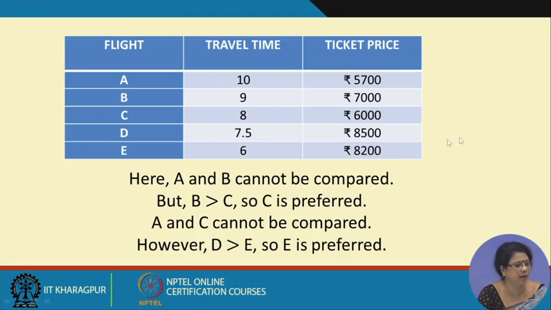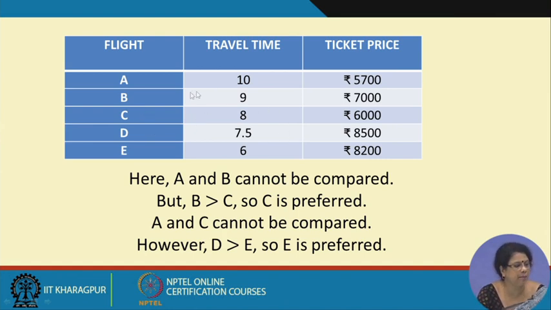Let us try to compare. We have the data in front of us again. Let us compare A and B. Which one should be selected? A and B cannot be compared, because we won't get minimum travel time and minimum ticket price from here. If we include option C, then between B and C, certainly C is a better option than B.